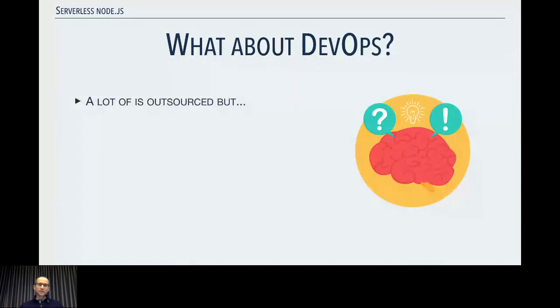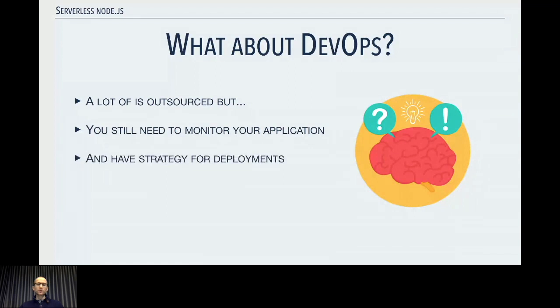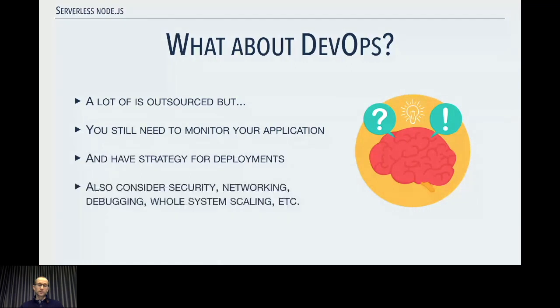And it's an idea, but actually, even if a lot of it is outsourced, there are still a lot of things to do. We still need to monitor our application. We need to have proper strategies for deployments. We need to consider various other things like security, networking, debugging, scaling of the whole system, not only the functions. And this might get very complex. So our DevOps team is very appreciated.